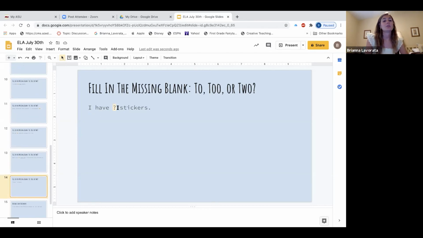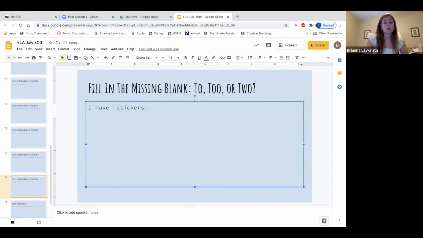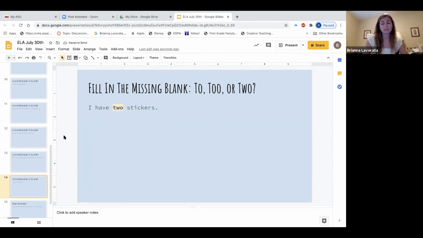I have 2 stickers, okay? Again, we want to use a number. So the number 2 is the only word that I can fill in the blank with. That is the only number we are using for this example. I have 2 stickers.